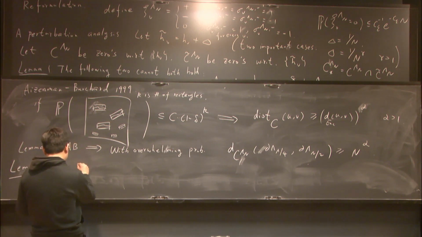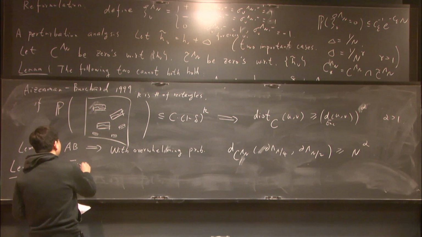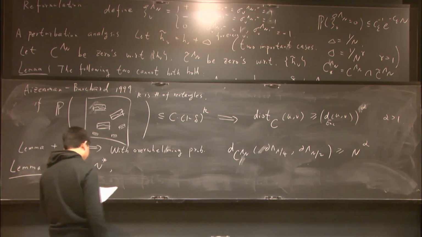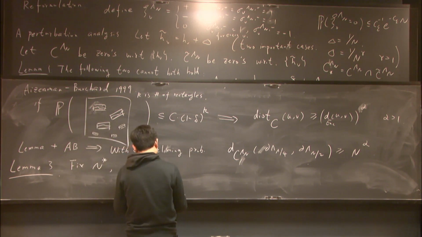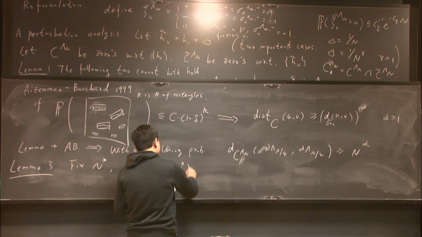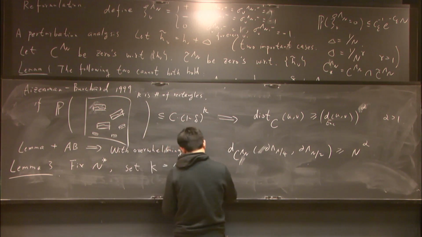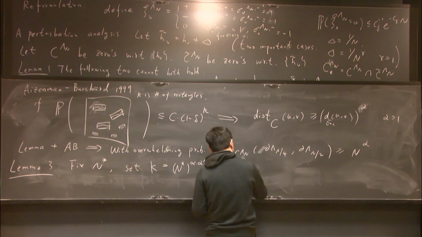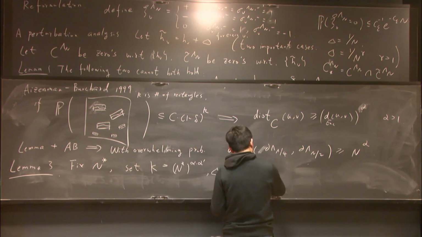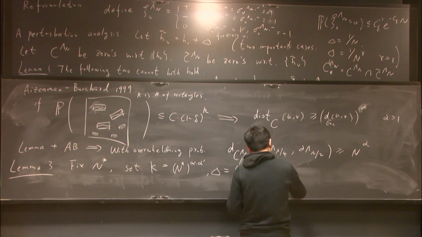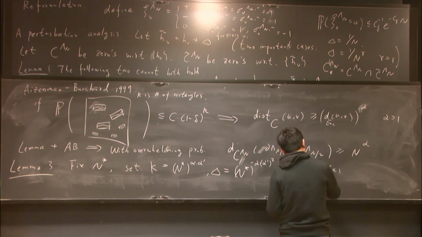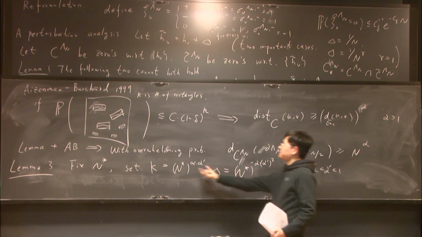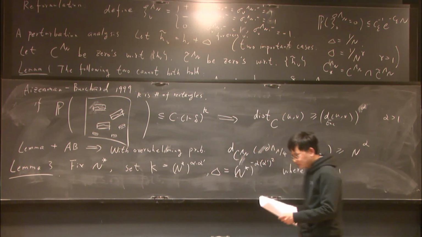Lemma 3. Now let me fix some large n star. Set k to be n star to some power, that is alpha times alpha prime. Delta is n star to some power minus alpha times alpha prime square. Alpha prime is less than 1, but larger than 1 over root alpha. So in particular, all these exponents are larger than 1. I can make such choices.